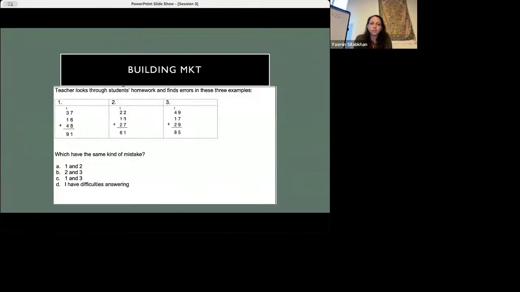So a teacher looks through students' homework and finds errors in these 3 examples. The question is, which have the same kind of mistake?